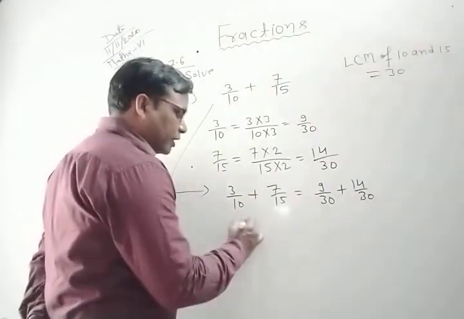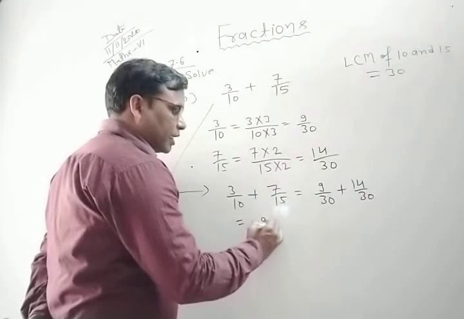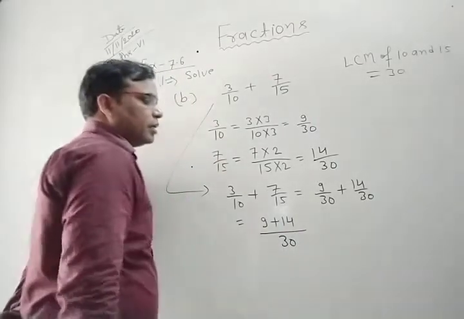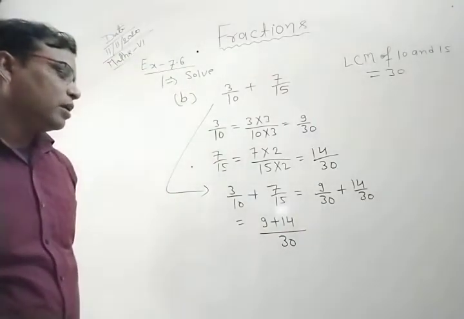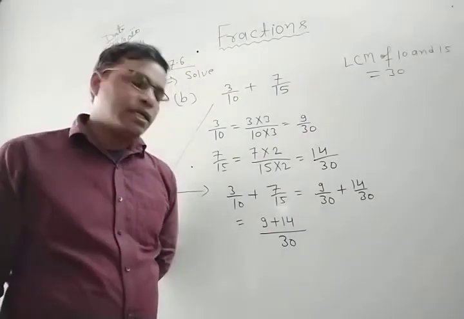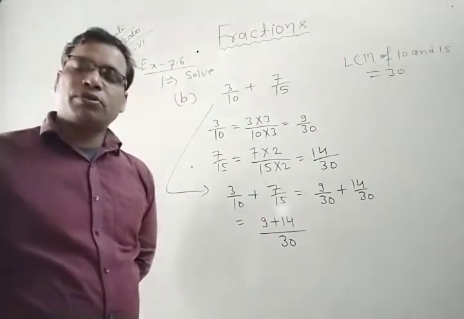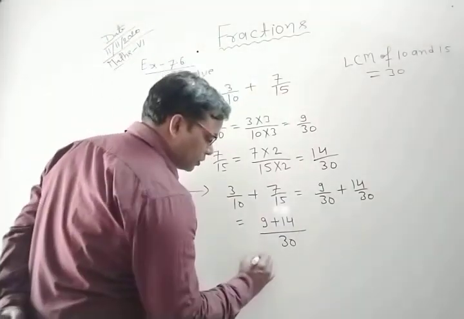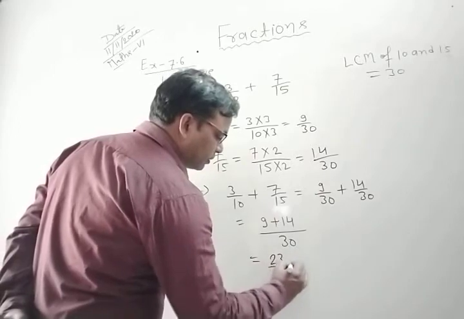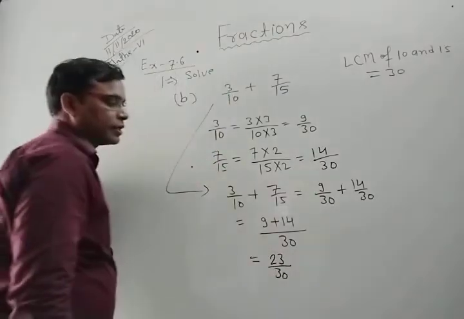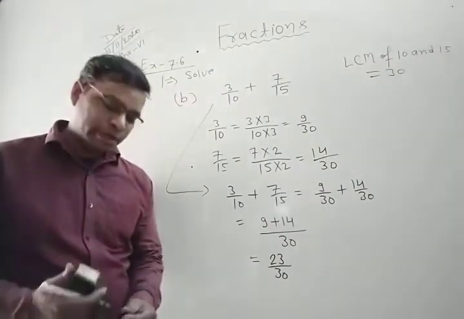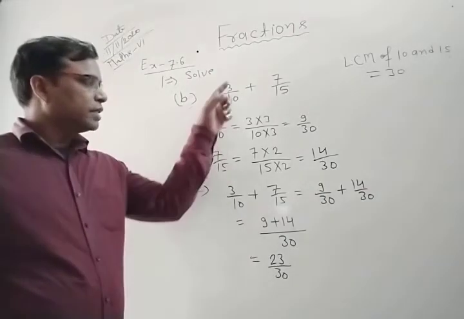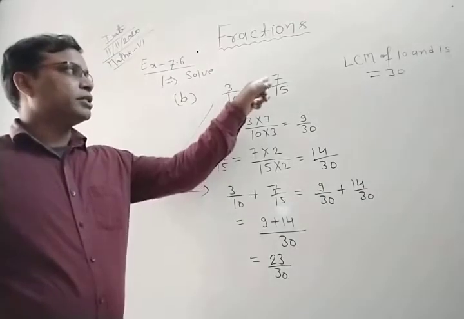Okay, so you can write this as 9 plus 14 by 30. 9 plus 14 is equal to what? This is equal to 23. So this is equal to 23 by 30. Clear? This is equal to 23 by 30. So in this way you can solve the given question, 3 by 10 plus 7 by 15.